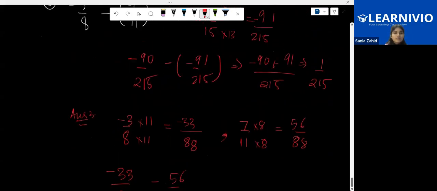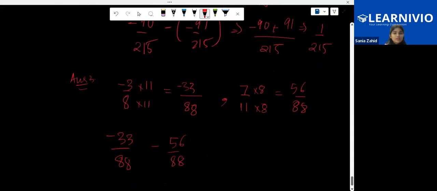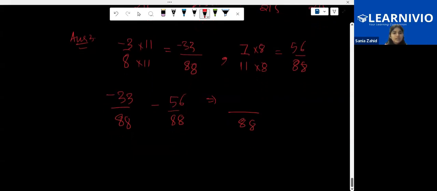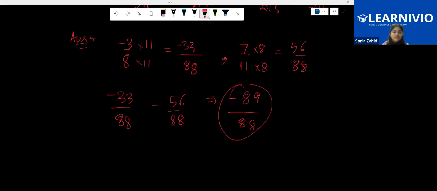Okay? Because here it is a negative sign. Now you solve it. Get 88. Negative and negative, two same signs together. So you add the numbers. You get negative 89 by 88 as the answer. Okay? Yes, ma'am. Good. So we now move ahead.